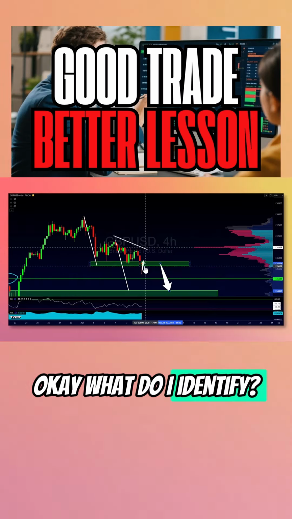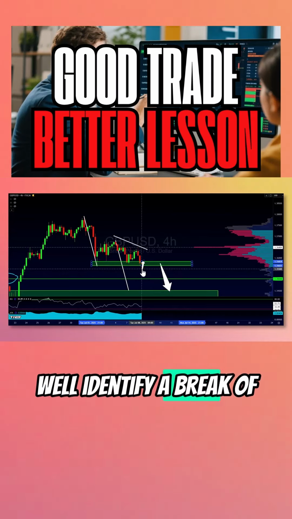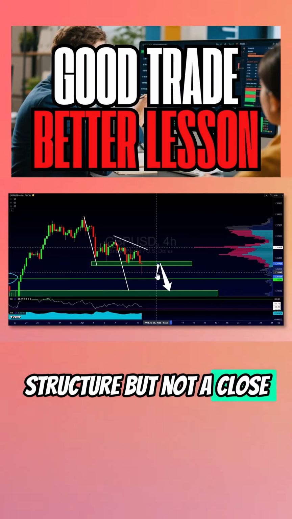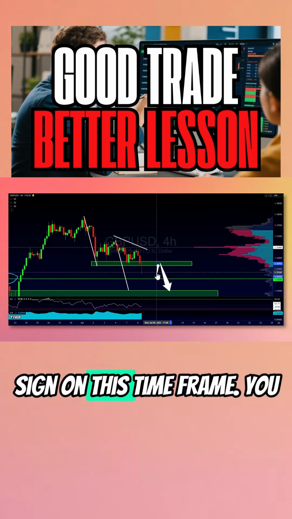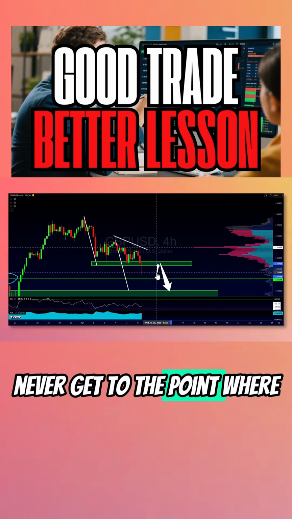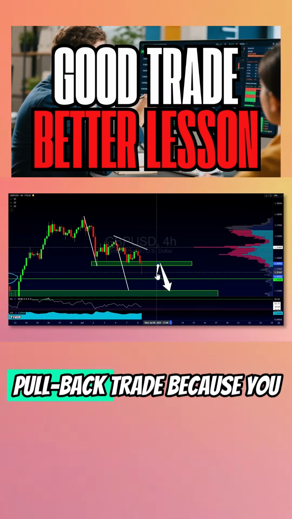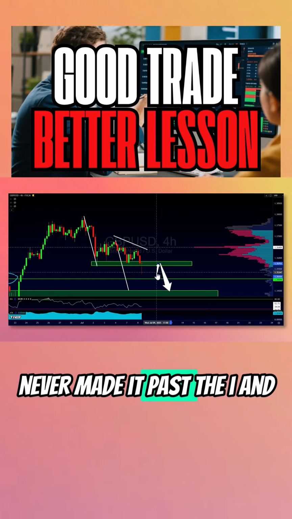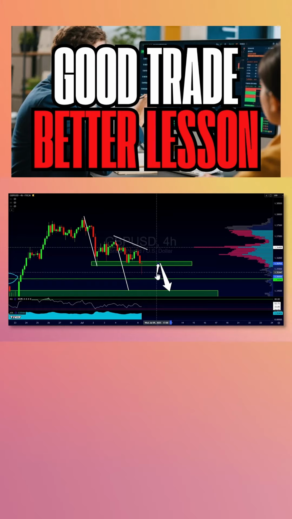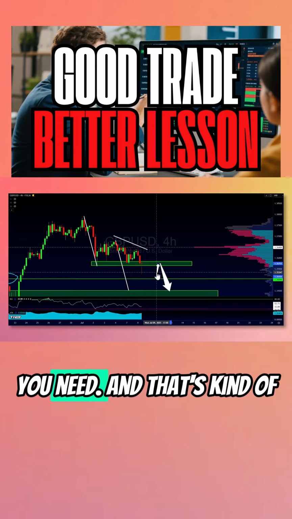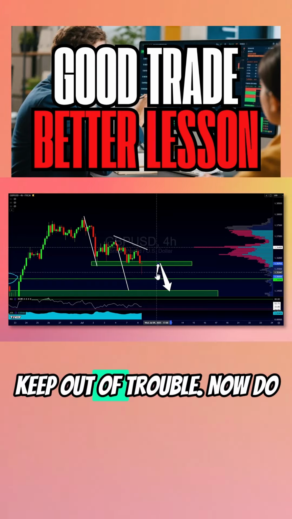However, if you're doing that analysis on your 4 hour and you're saying, okay, what do I identify? Well, identify a break of structure, but not a close below. This is nothing more than a rejection candle, and actually a pretty bullish sign on this time frame. You never get to the point where you're looking for that pullback trade because you never made it past the I and the P. You don't have that bearish prediction because the price action hasn't given it what you need, and that's kind of like your safety net for keeping you out of trouble.